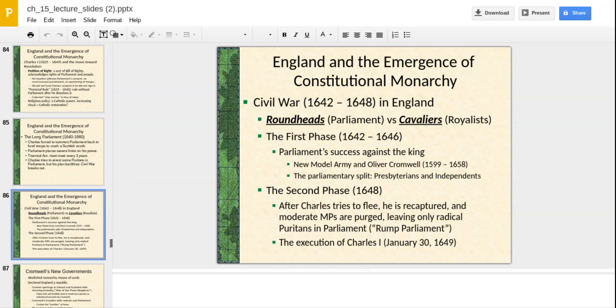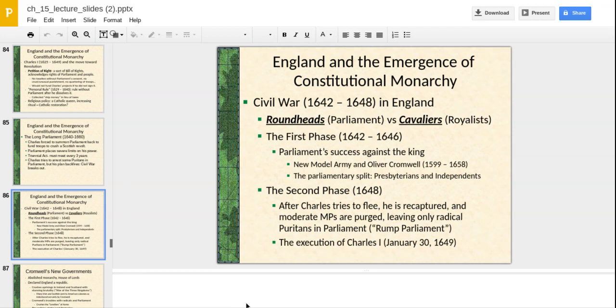In the first phase, Parliament had success against the king under this new army and their general, Oliver Cromwell, who is a Puritan. So the Parliament splits itself between Presbyterians and Independents because you got this religious issue here. And we know that Puritans are really hardcore, and Presbyterians pretty much too as well.